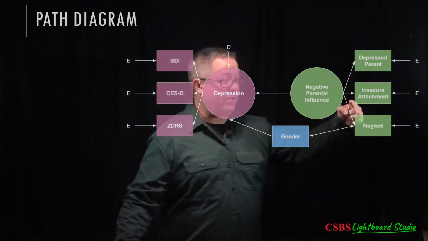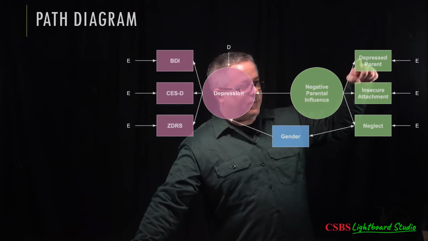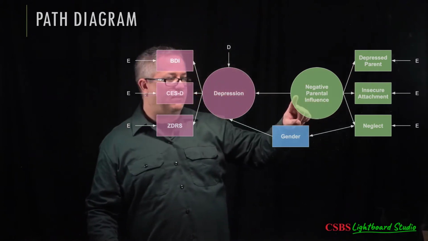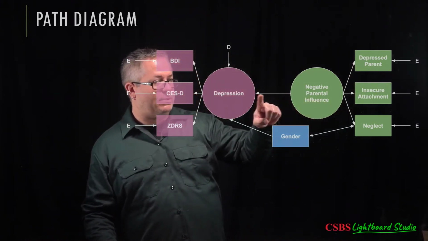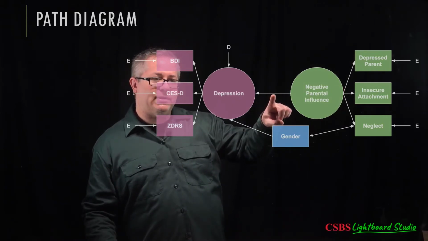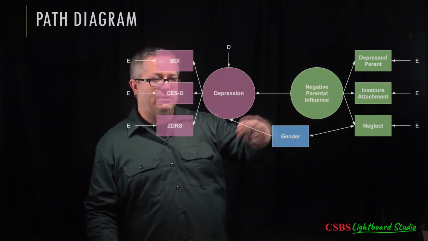So here I have an arrow that's going from a latent variable to a measured variable, and we're saying this is a loading, this is measurement. But this arrow going from a latent variable to another latent variable, another one-headed arrow, this is not part of measurement, because this is structure. This is saying negative parental influence predicts depression.